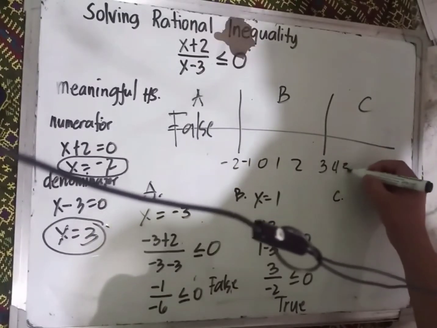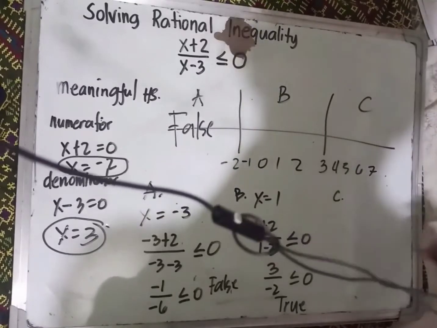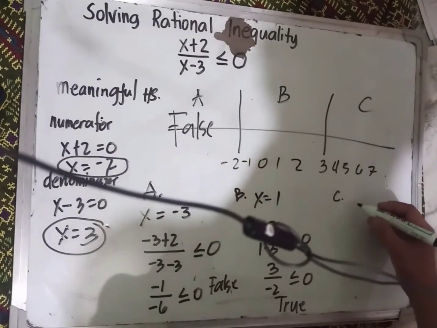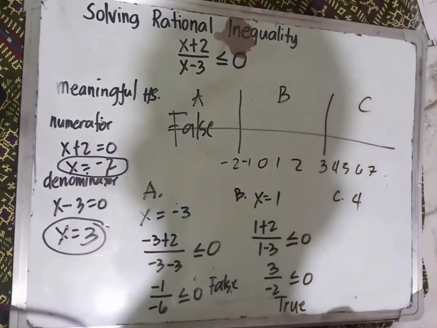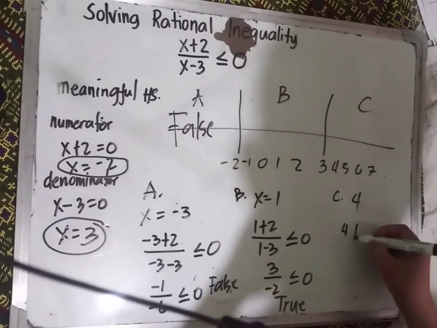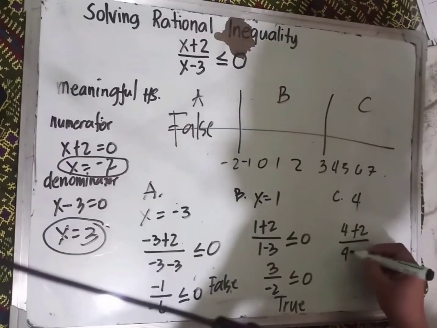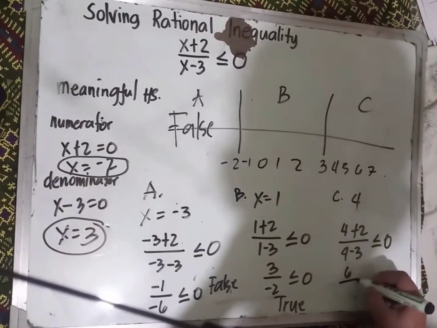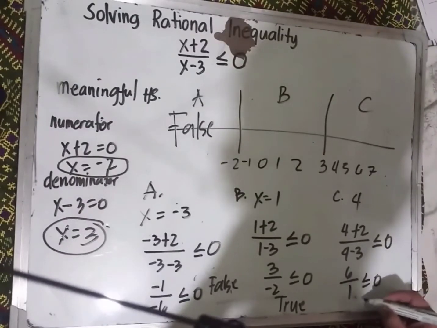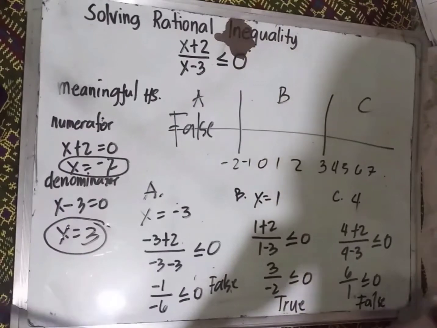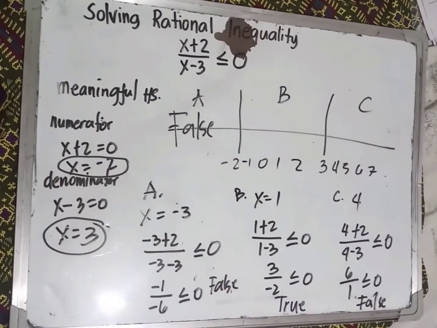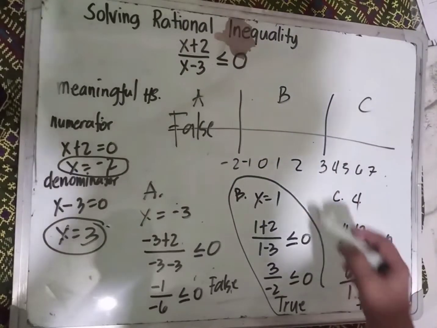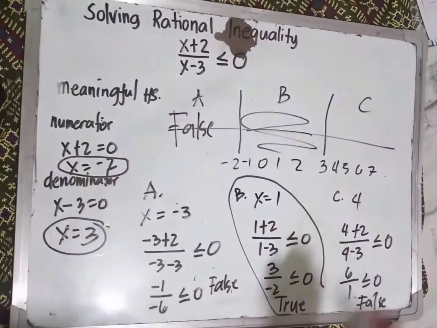So that is 4, 5, 6, 7 until positive infinite numbers. For example, when x is 4, so 4 plus 2 over 4 minus 3 less than or equal to 0. So that is 6 over 1 less than or equal to 0. So that is false. Okay, tingnan natin saan natin makita yung solusyon. Dito lang sa interval B. Ito lang yung part ng solusyon.